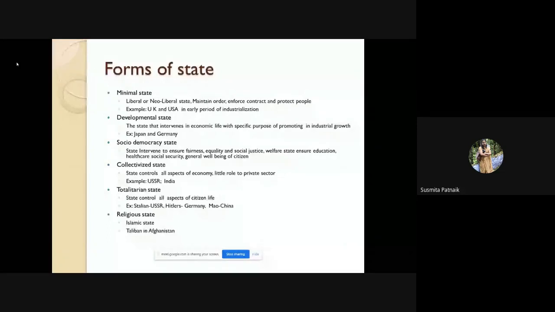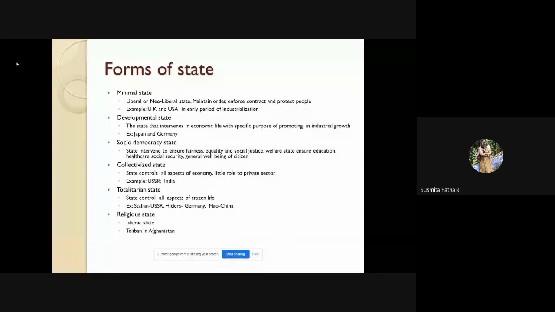The forms of state. In the forms of state, there are different types of state, or maybe called the 6 types of states. The first is the minimal state, the developmental state, the social democratic state, the collectivized state, the totalitarian state, and the religious state. The first one is called the minimal state. You may ask me, what is the meaning of the minimal state? What do you mean by the minimal state?